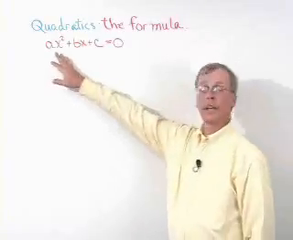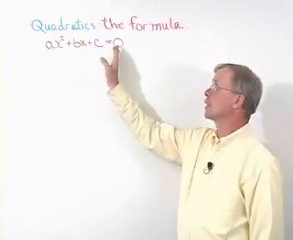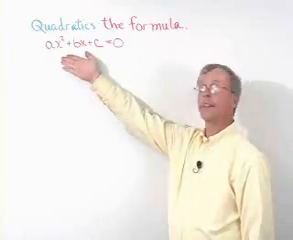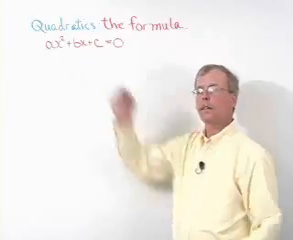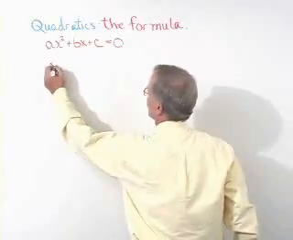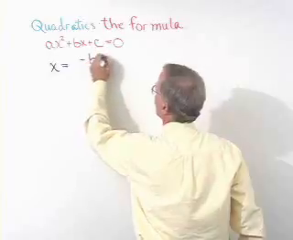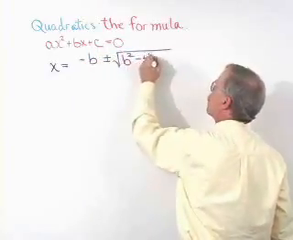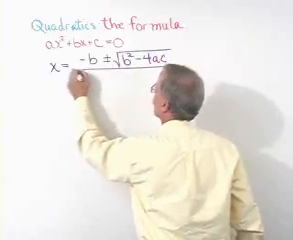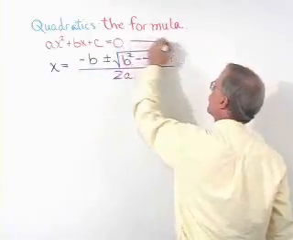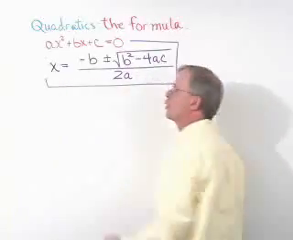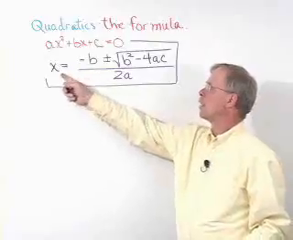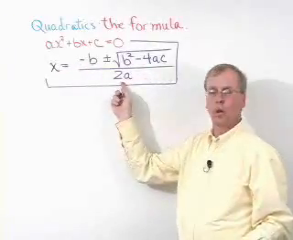If we start with ax squared plus bx plus c equals 0, and we do the complete the square technique on this literal form, we'll wind up with x equals negative b plus or minus the square root of b squared minus 4ac all over 2a. This is the quadratic formula. When we know what a, b, and c are, we can solve for x in any quadratic.